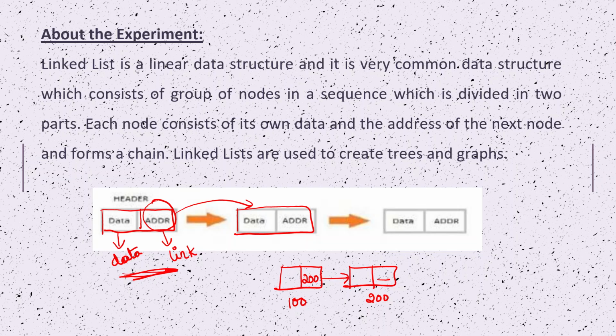What about the link part of the last node? As you can see, there are no nodes after this node, so nothing will be stored, nothing as in null. This is about the linked list, to be very precise, the singly linked list. They are used for creating trees or graphs, which is one of the applications.